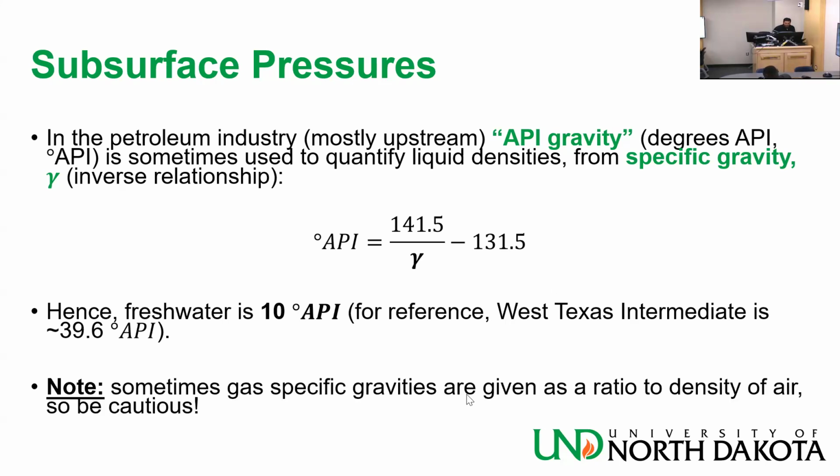Sometimes gas specific gravities are given as a ratio of density to air. So be careful when you're using gamma. Is it gamma for gas? Is it gamma for liquid? This equation here is for liquids, okay? Because the gamma would be different for gas versus liquid. This is only for liquid.